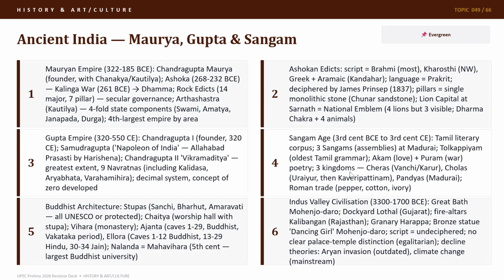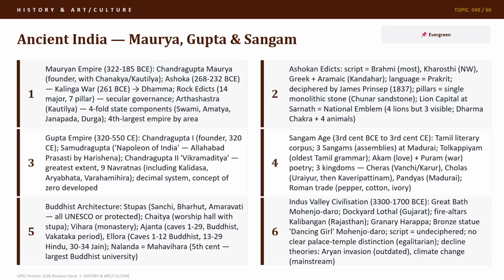So Akam and Puram. And three kingdoms were there, which was Cheras, also known as Vanchi or Karur, then Cholas, Uriyur was the capital, and then Kaveri Patnam, and Pandyas with Madurai as their capital. Roman trade was prevalent during this time. Pepper, cotton, and ivory were traded, and Romans gave us silver and gold.